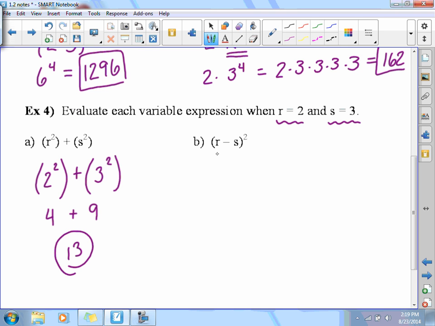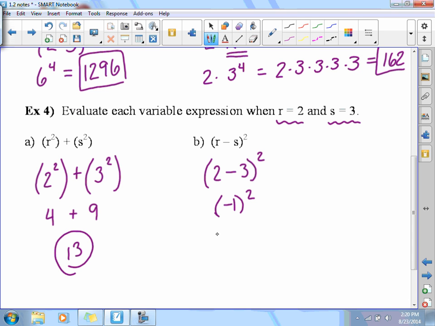Now part B is very, very similar, except now the r and the s are inside the parentheses and they're being subtracted. So here, I'm going to substitute 2 in for r minus the 3 in for the s. And then I'm going to square it. Now again, what's inside my parentheses has to be simplified first. So 2 minus 3 is going to be negative 1 squared. And I want to keep this in parentheses this time because of that negative.